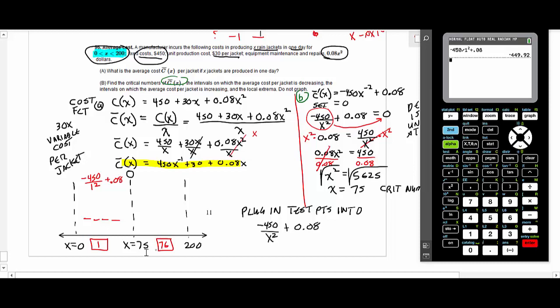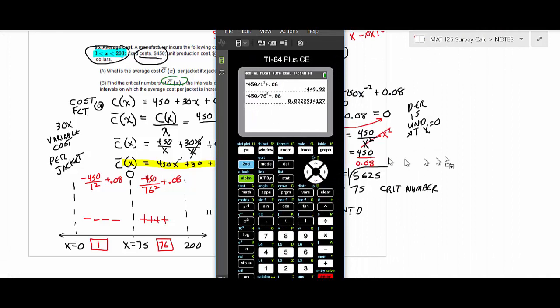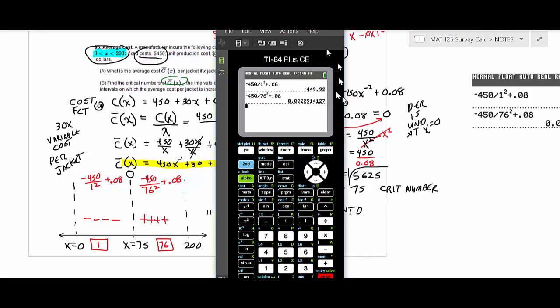Now we want to do the 76, so we're going to do negative 450 over 76 to the second plus 0.08, and let's see what that gives. Okay, so I think I got everything in okay. I'm pretty sure it's going to be a positive. And yeah, that gives a positive value. So that's what the sign chart gives us, and that will tell us everything we need to know in answering this question then.